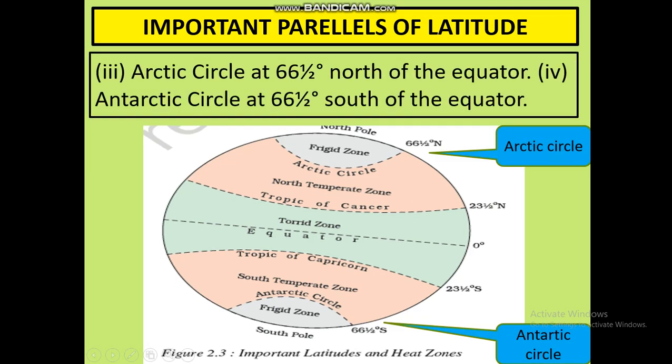Next is the Arctic Circle, that is at 66.5 degree N. Similarly 66.5 degree south is the Antarctic Circle. So far we have read 5 important latitudes. First was the equator, thereafter these 2 lines situated at 23.5 N and S. It was Tropic of Cancer, it was Tropic of Capricorn, and the third one is the Arctic Circle, and the fourth one is the Antarctic Circle. And if we include the equator, then they become 5 important parallels of the earth.